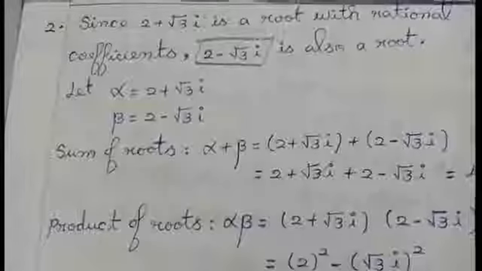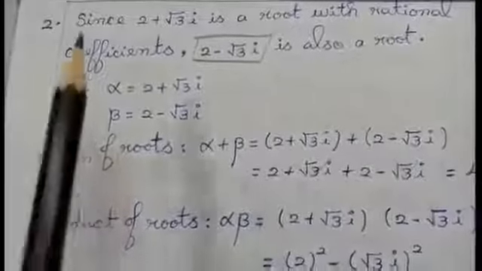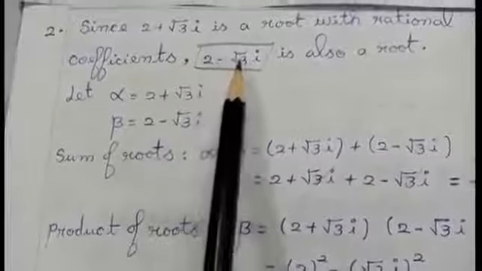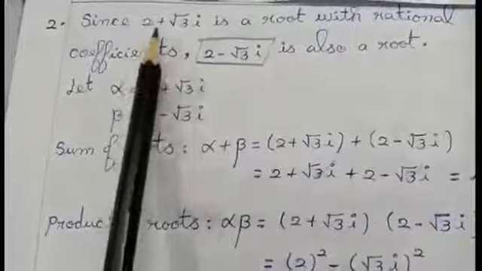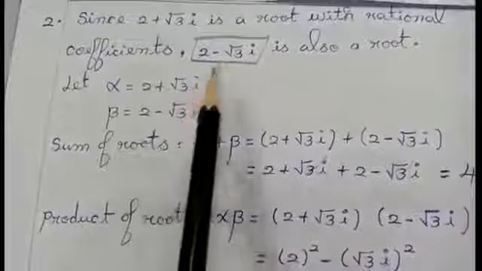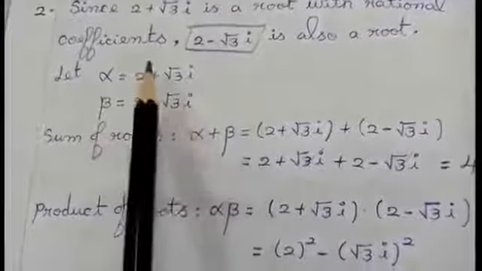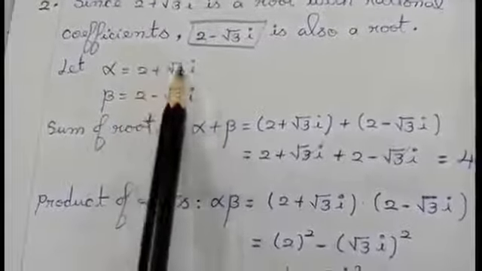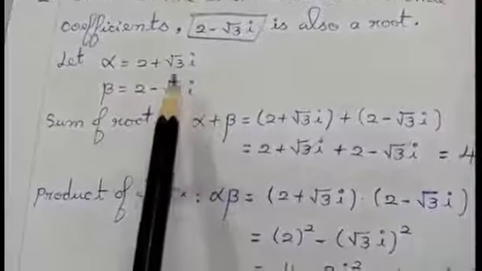Exercise 3.2, second sum. Find a polynomial equation of minimum degree with rational coefficients having 2 plus root 3i as a root. Given 2 plus root 3i is a root with rational coefficients. According to the theorem, automatically 2 minus root 3i is also a root. Let alpha be 2 plus root 3i and beta be 2 minus root 3i. Even if I interchange alpha and beta, it is not going to be a problem. Since I have only two roots, I am going to get a quadratic equation, degree 2.